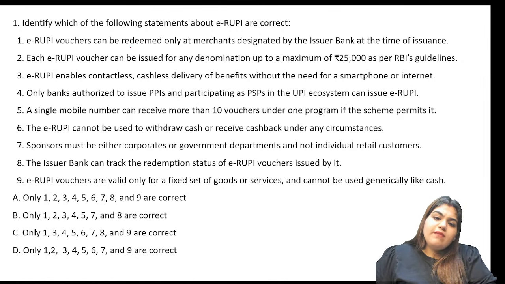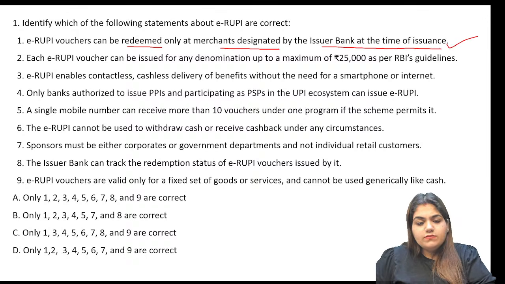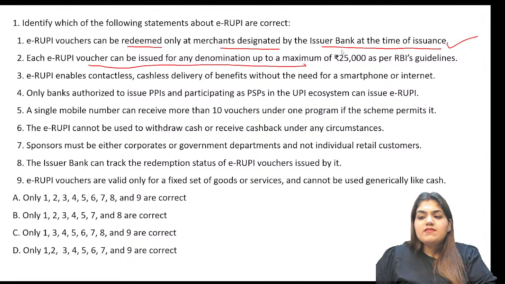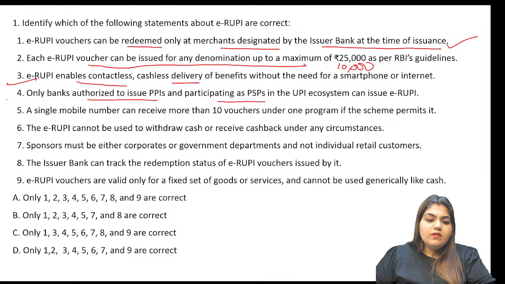E-rupee vouchers can be redeemed only at merchants designated by the issuer bank at the time of issuance. Each e-rupee voucher can be issued at any denomination with a maximum of 25,000. Maximum is 10,000. E-rupee enables contactless cashless delivery. Only banks authorized to issue BPIs can participate as PSPs. A single mobile number can receive not more than 10 vouchers. E-rupee cannot be used to withdraw cash.